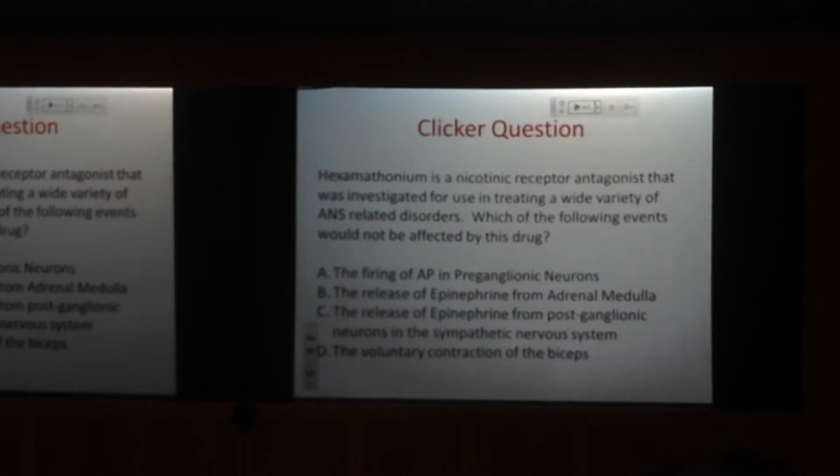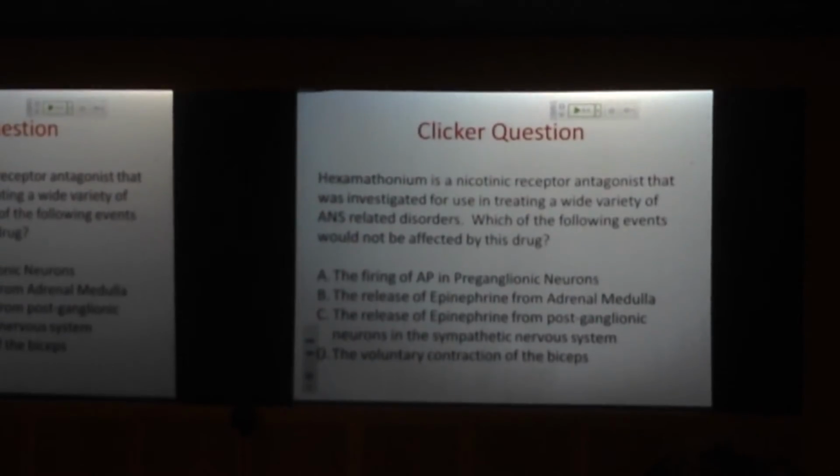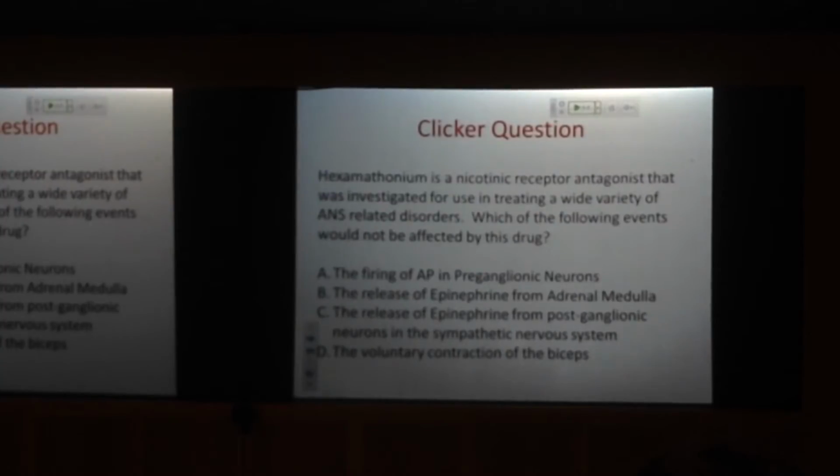Louder. No. Oh, very good. Okay, so you're not affecting your preganglionic neurons, because that's the one you don't have receptors for. So how about the release of the norepinephrine from the adrenal medulla?